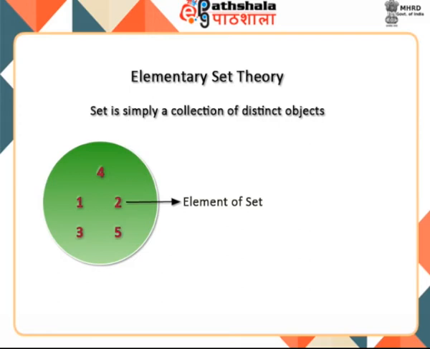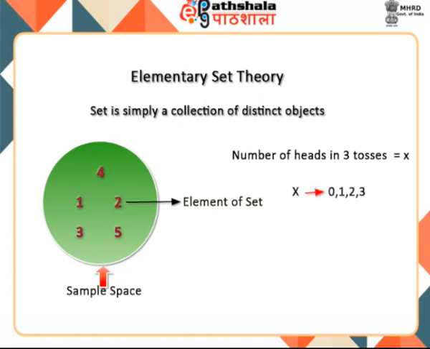In certain considerations, the totality of elements pertaining to that discussion or consideration can be identified and described. This set of all possible elements of a consideration is called the space. For example, suppose that the number of heads in 3 tosses is denoted by x, then x can take values 0, 1, 2, and 3. Thus, the space of this experiment would be D equal to {0, 1, 2, 3}.